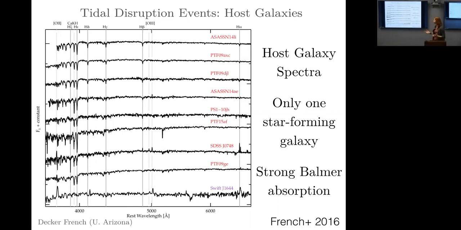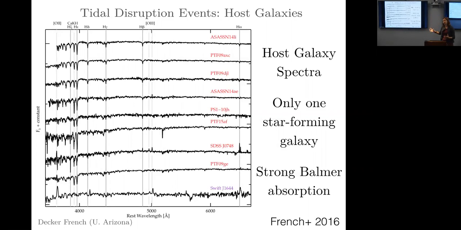Some of them look early type, and a lot of them have very strong Balmer absorption lines. Especially these top two, you can see that the H epsilon added into the calcium line makes it stronger than the other calcium line, which is an indicator that the Balmer absorption is very, very strong. So this is weird, and we wanted to quantify how weird this was.